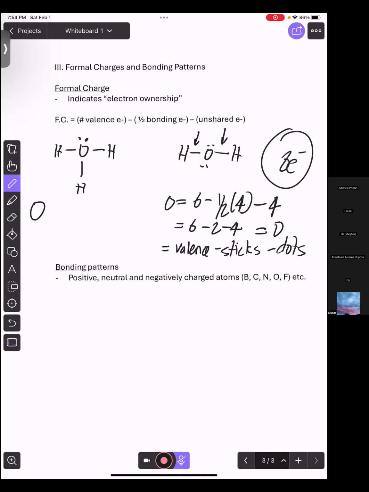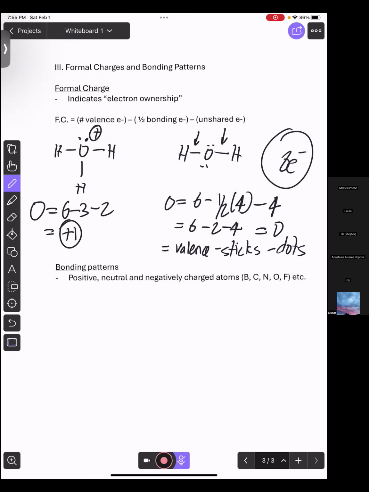For the oxygen, the valence is still 6. How many sticks? 3. How many dots? 2. Which means the oxygen has a +1 charge, which means it only owns 5. It owns 3 and it owns 2. And so that means that oxygen owns 5. 5 from 6 means it's positive. It doesn't own as many as it would normally own if it's by itself. And so this is a positively charged oxygen.